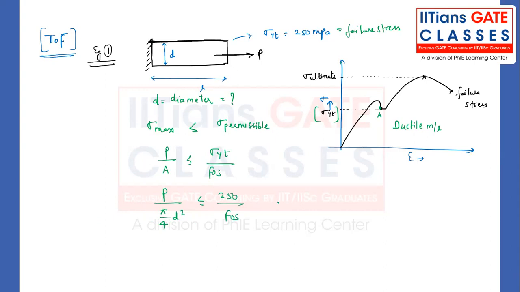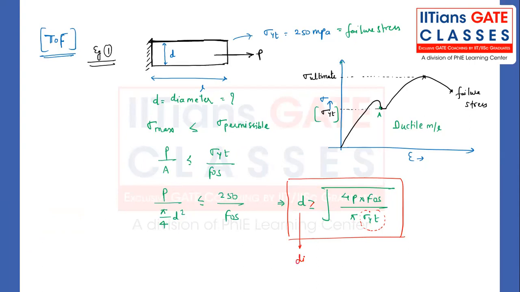So from here, what will be the diameter? The diameter has to be greater than or equal to the square root of 4P into factor of safety divided by pi into sigma yield. So you are sure about the calculation of the diameter once you know the yield strength of the particular material. Only then can you calculate the diameter, otherwise you cannot. That is as simple as that.